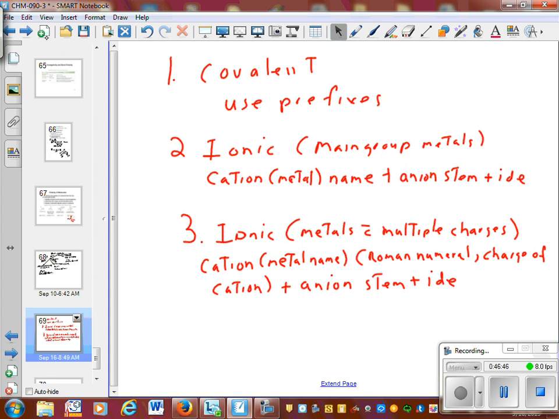Ionic, and in parentheses, main group metals. How do you name them? You use the cation, which is the metal name, plus the stem of the anion, plus IDE. So if the anion was iodine, it would be iodide. If it was oxygen, it would be oxide. Stem means the short version of the name.